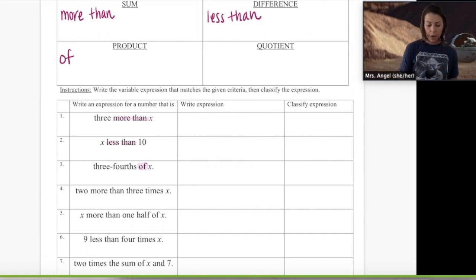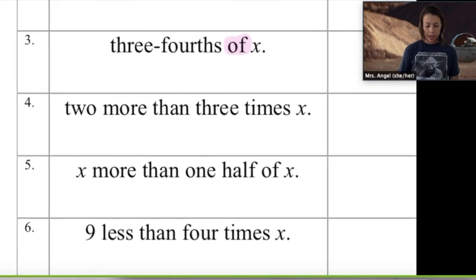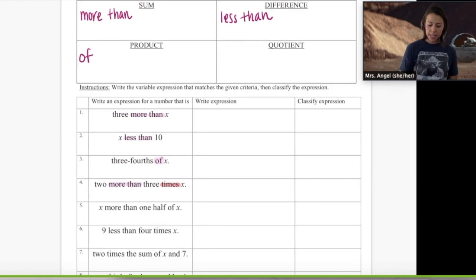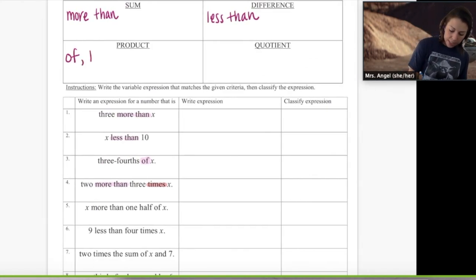Last one we do together before you try some of these on your own. Ooh, number 4 is an interesting one. We have 2, and there's more than again. More than means adding. 2 more than 3. There's a second word here. The second word is times. So there's actually 2 operations happening here. So we have more than, which means adding, but times represents multiplication. So the word times is another way to represent a product.